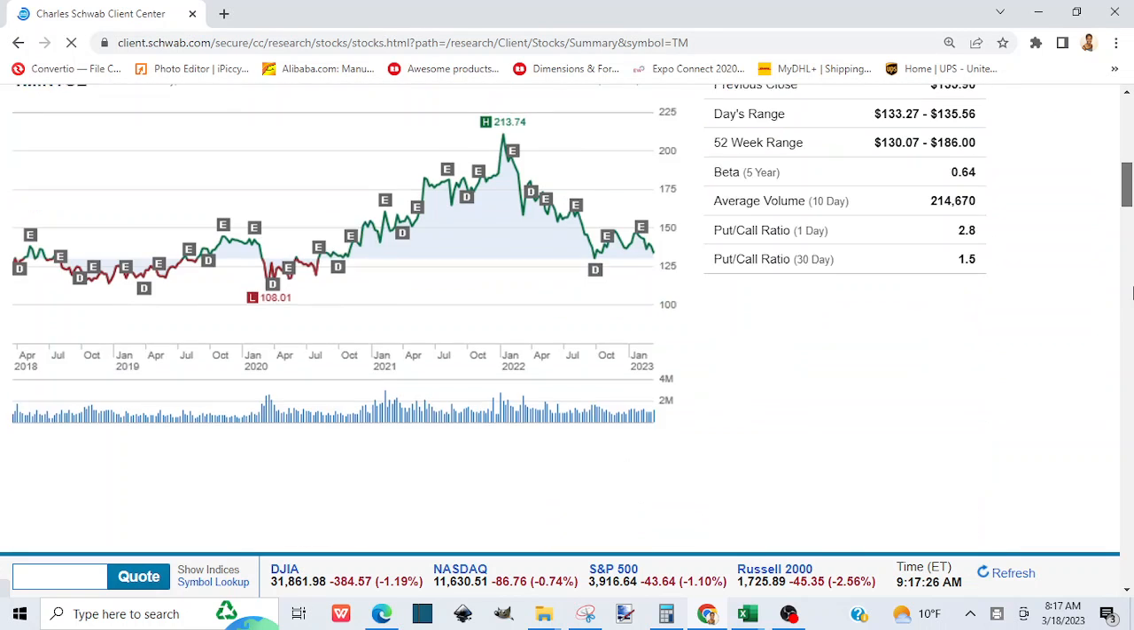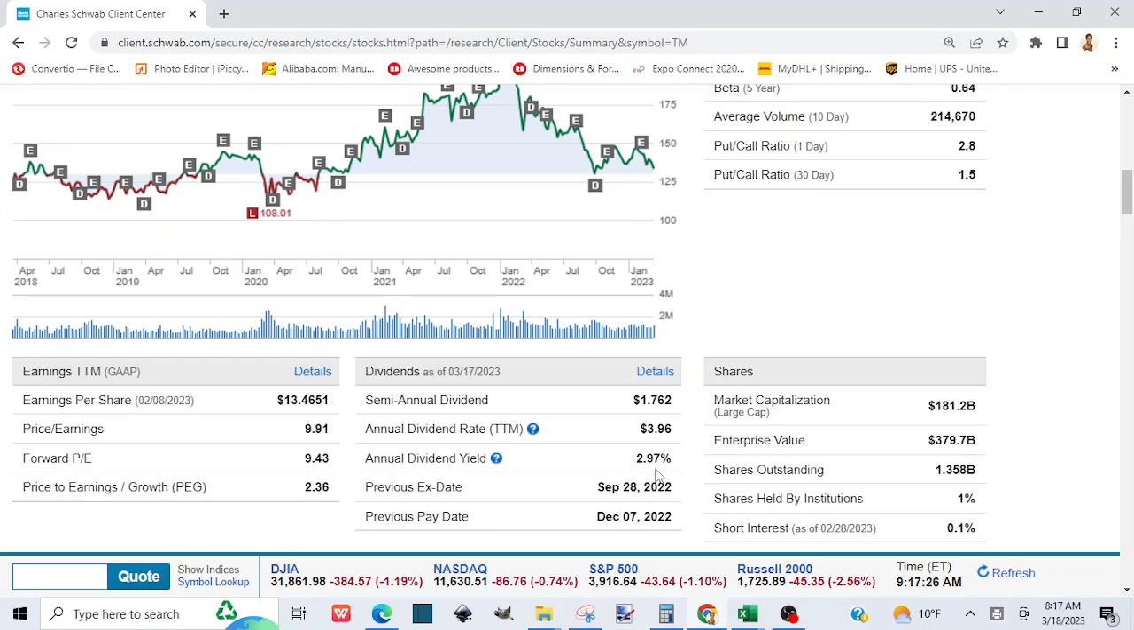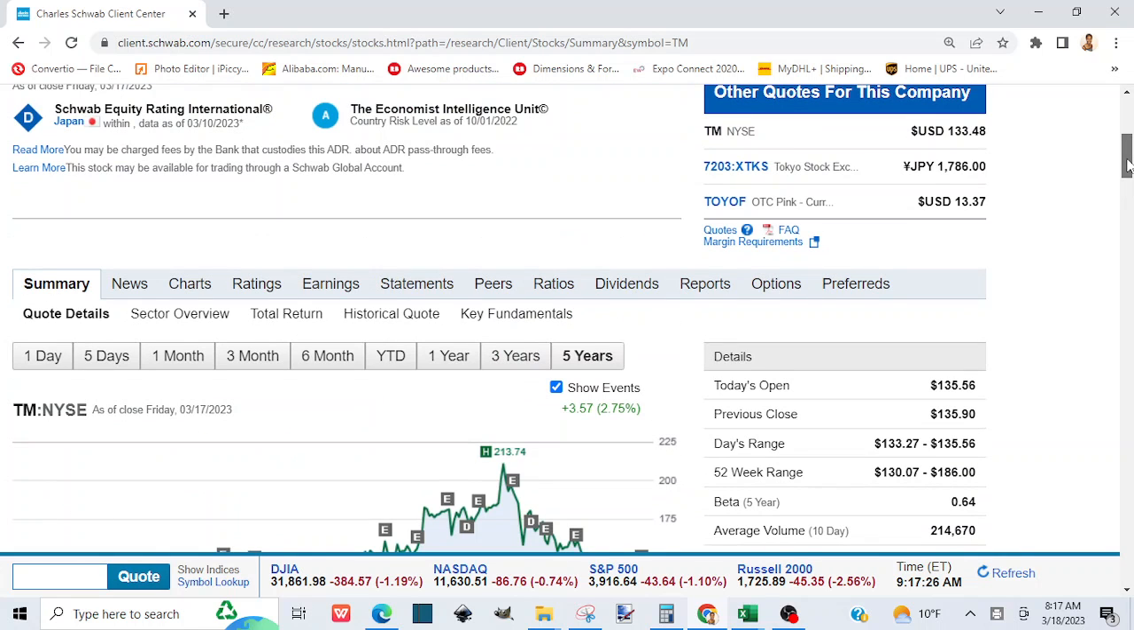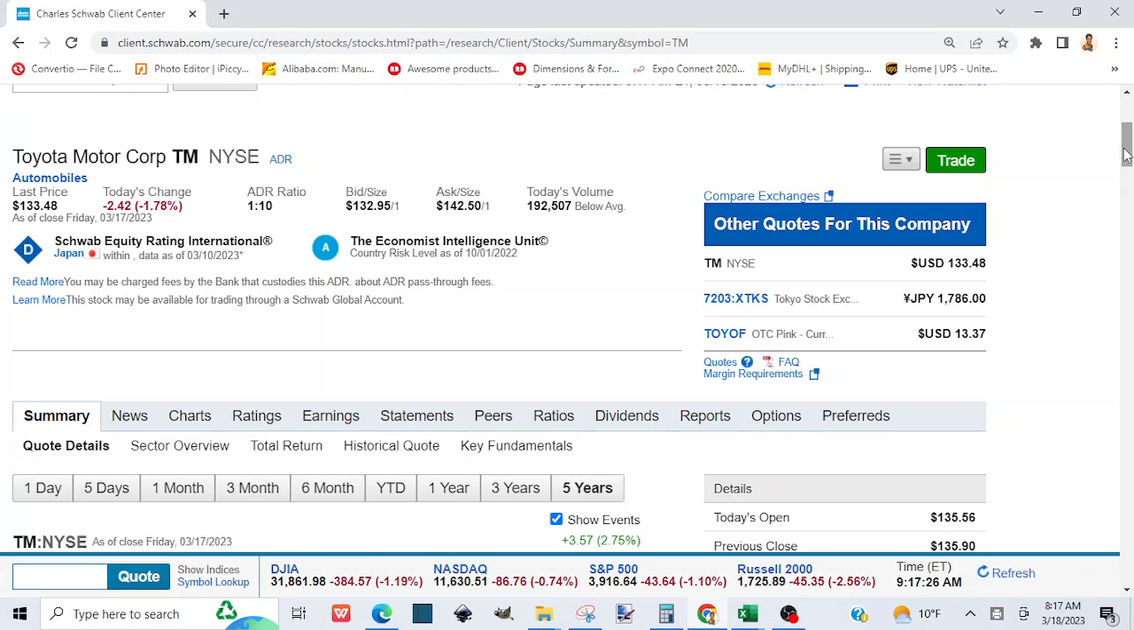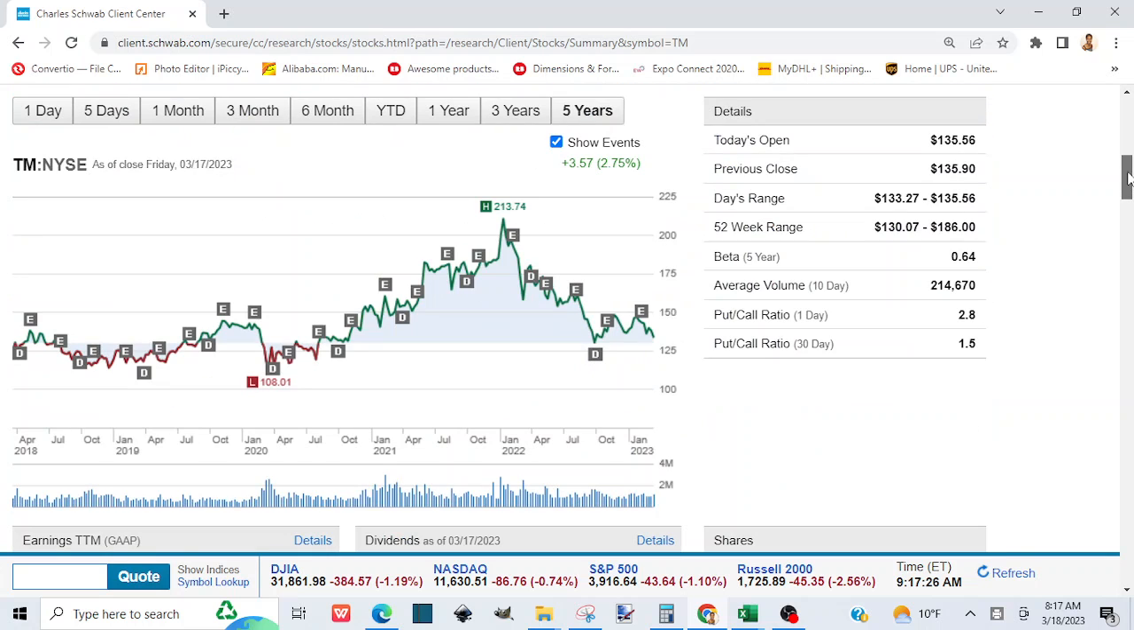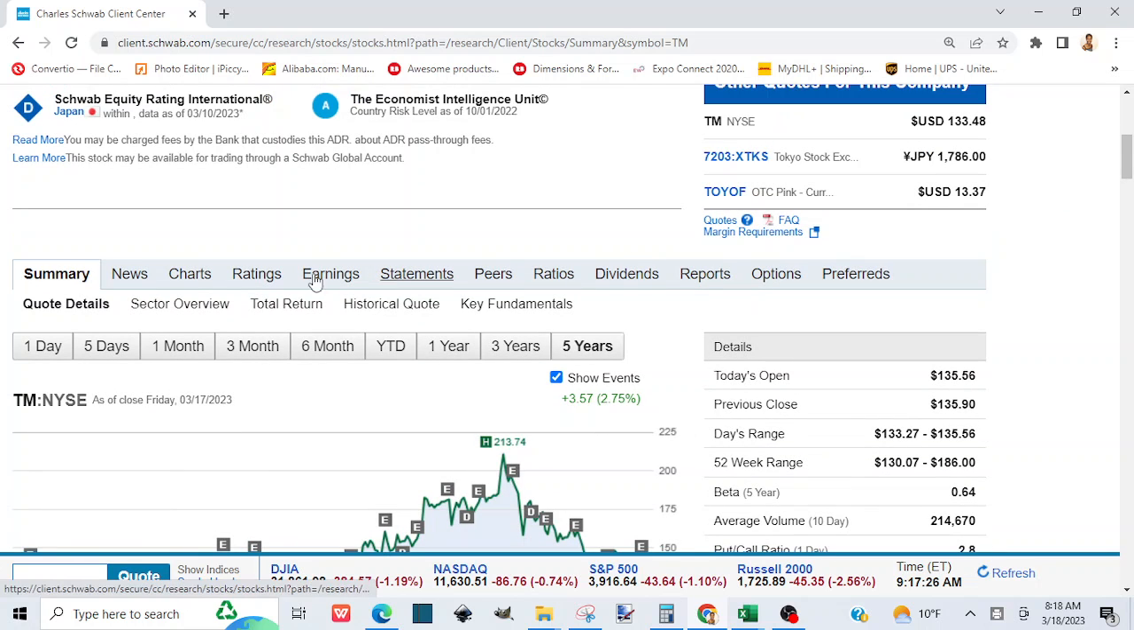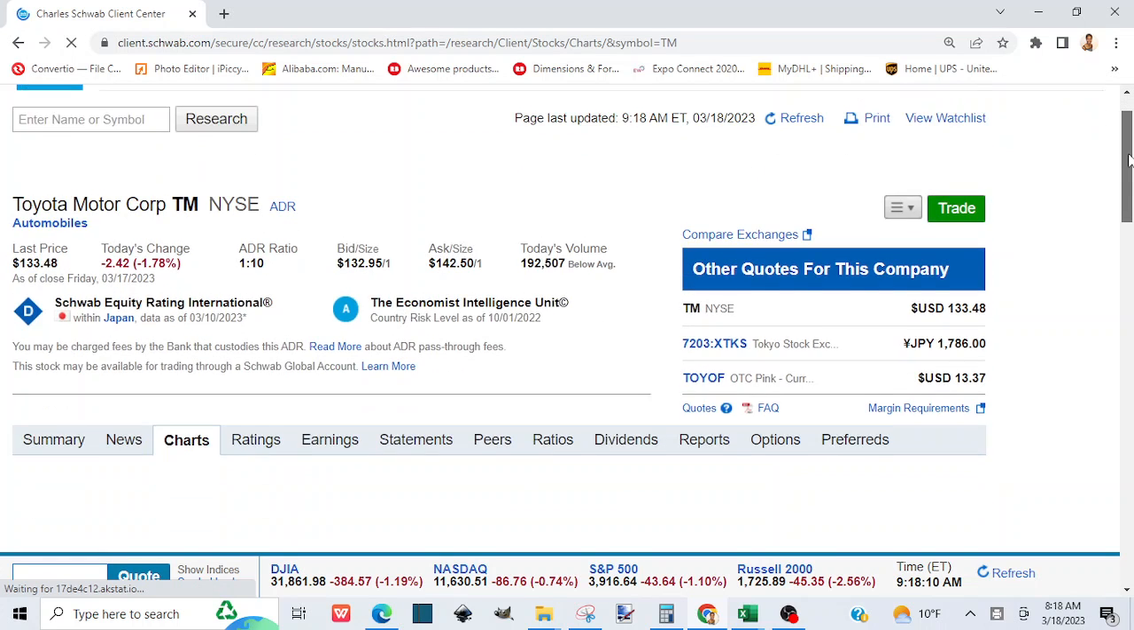In fact, the dividend is 2.97%. So it does not pay enough dividend to meet my requirement for what I'm working on, income through dividend stock, but it's at 133.48, and it is on the low side. 130.07 is the low, 186 the highest. So because of the gap between the two, it will be a good one to trade. The chart is showing growth, and because it's selling at 133 now, but the lowest was 130, if we purchase it, that will be the right time to purchase it.